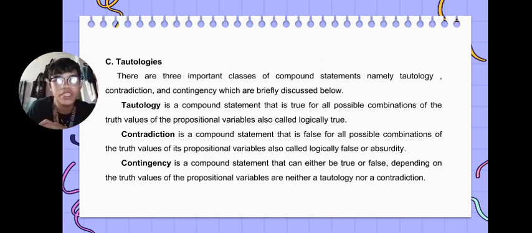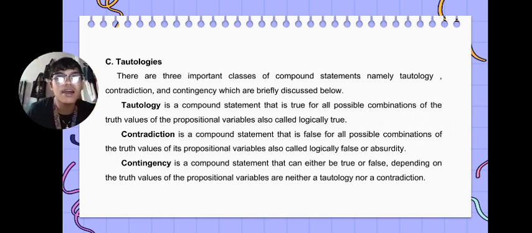It is the opposite of a tautology. If a tautology is logically true, a contradiction is logically false. Next is the contingency. It is a compound statement that can be either true or false depending on the truth values of the propositional variables. It is neither a tautology nor a contradiction. It is somewhere in between the two; it can be based on a tautology or on a contradiction.